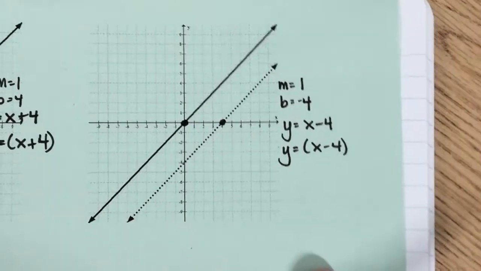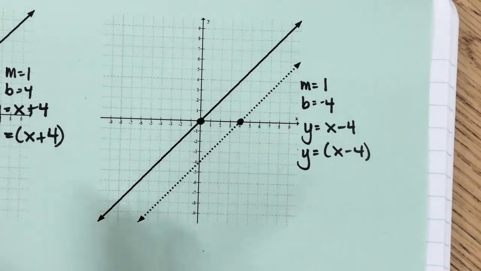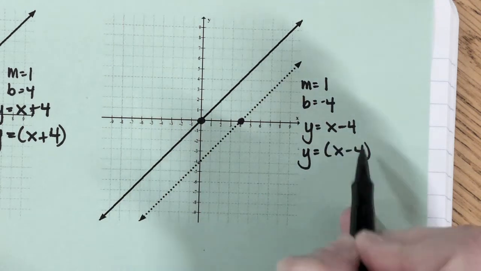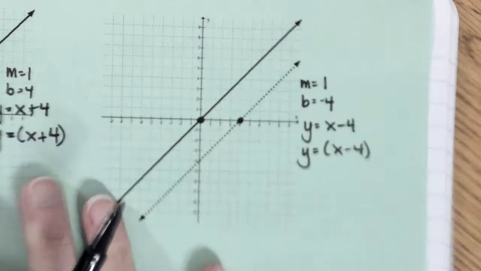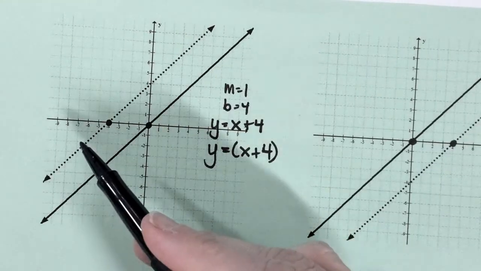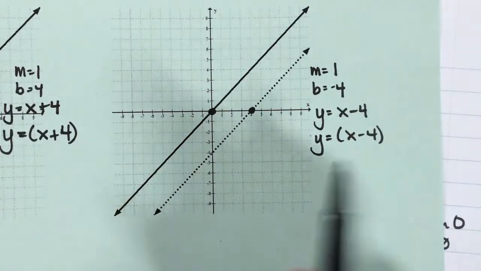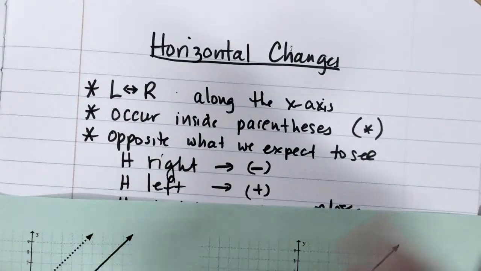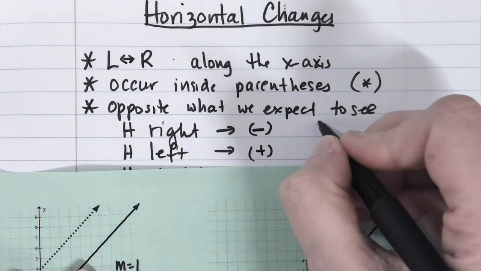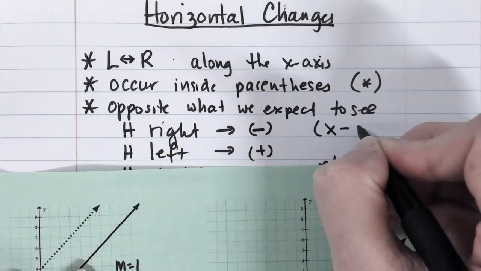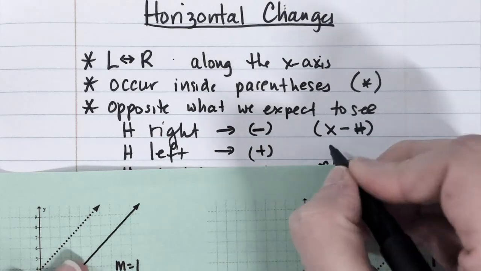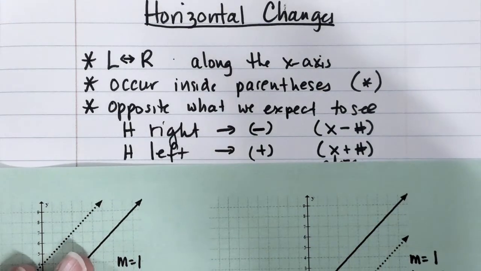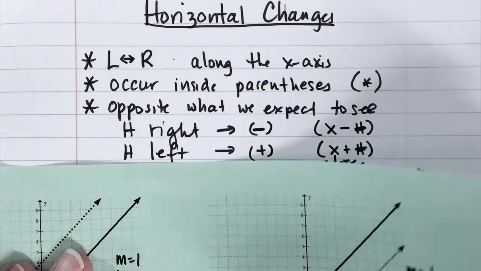Okay? Now, let's think about what that means. I've already seen that when the number inside the parentheses that I'm adding gets bigger, I go left. When it gets smaller, I go right. So if I'm horizontally moving right, then it's going to be like x minus a number. If I'm going left, it's going to be x plus a number. And that's exactly opposite of what I think is going to happen. That's not what I think should happen.